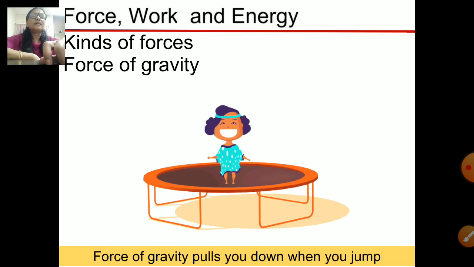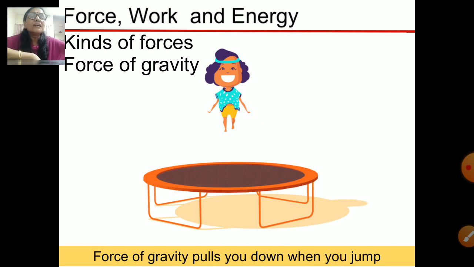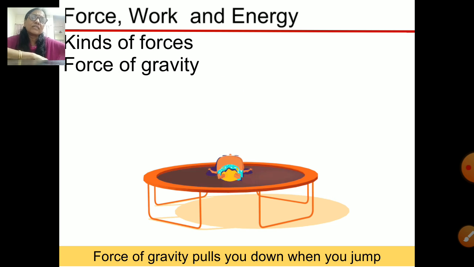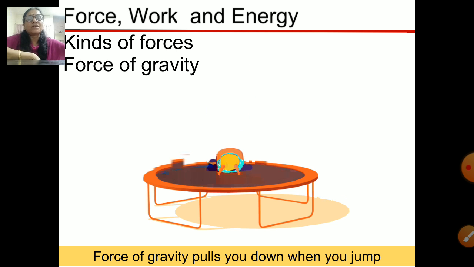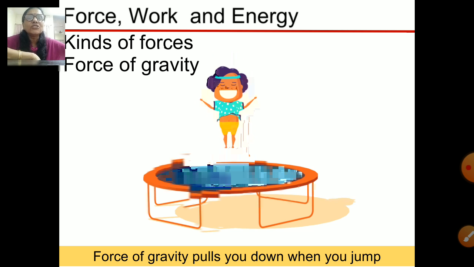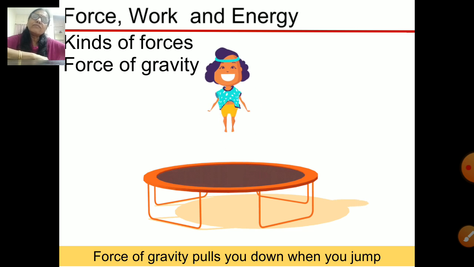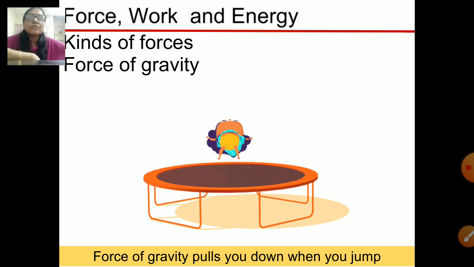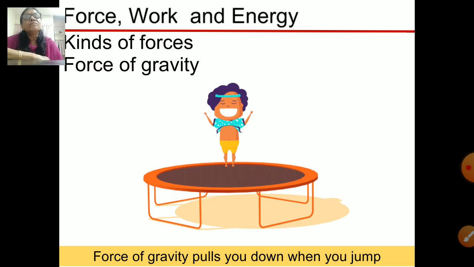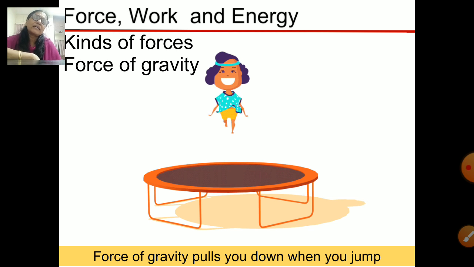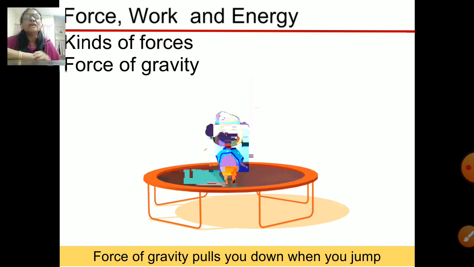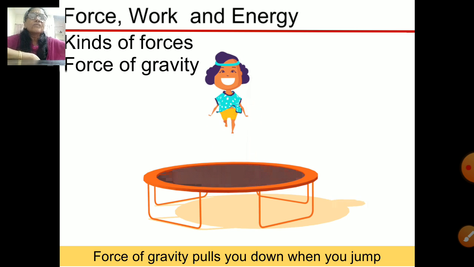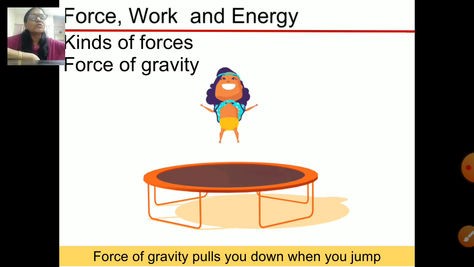See here. Another example. Because of gravity, when a girl jumps on a trampoline, she comes down and she is enjoying it here. Whenever we jump, we will also come down, because the force of gravity will act and attract us and pull us down towards the earth. Yes? So this is the force of gravity.